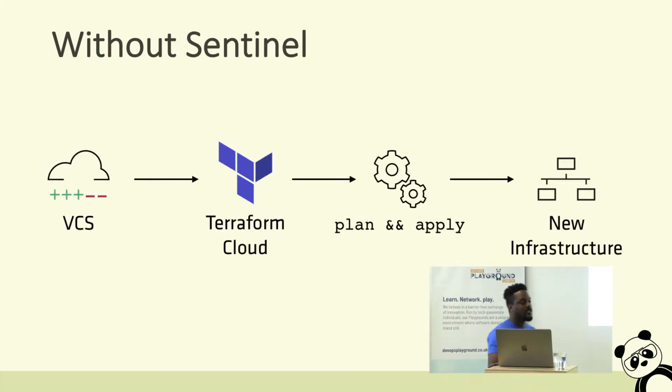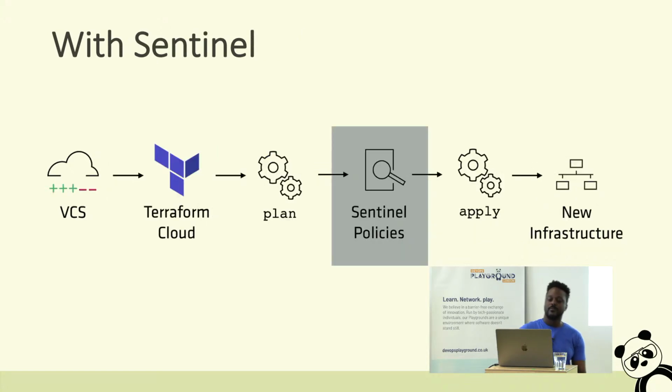So here you can see a Terraform run without Sentinel. It's the usual VCS, which is version control, and then from there you go to Terraform Cloud, which can also be Terraform Enterprise. Then you have your plan and apply, and then you have your new infrastructure. But this is it with Sentinel. As you can see, it's the same process, except this time you have your Sentinel policy in between the plan and apply. If it fails with your enforcement level, let's say set to hard mandatory, then that means you won't get to the apply stage at all.